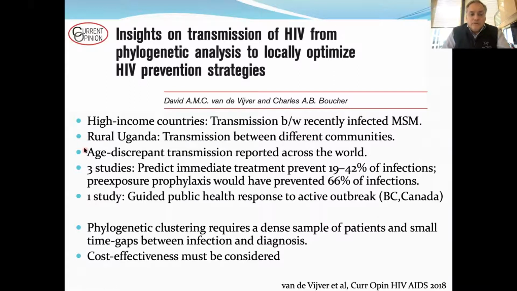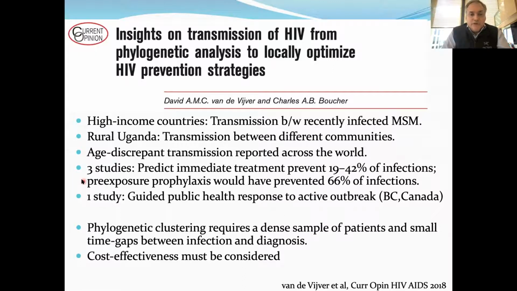It's also raised issues and identified the age discrepancies between men and women, where oftentimes older men are linked to transmission to younger women, and identifies different points where we can intervene in more appropriate ways and identify exactly how transmissions are occurring in local settings. They also talk about the predictive value.